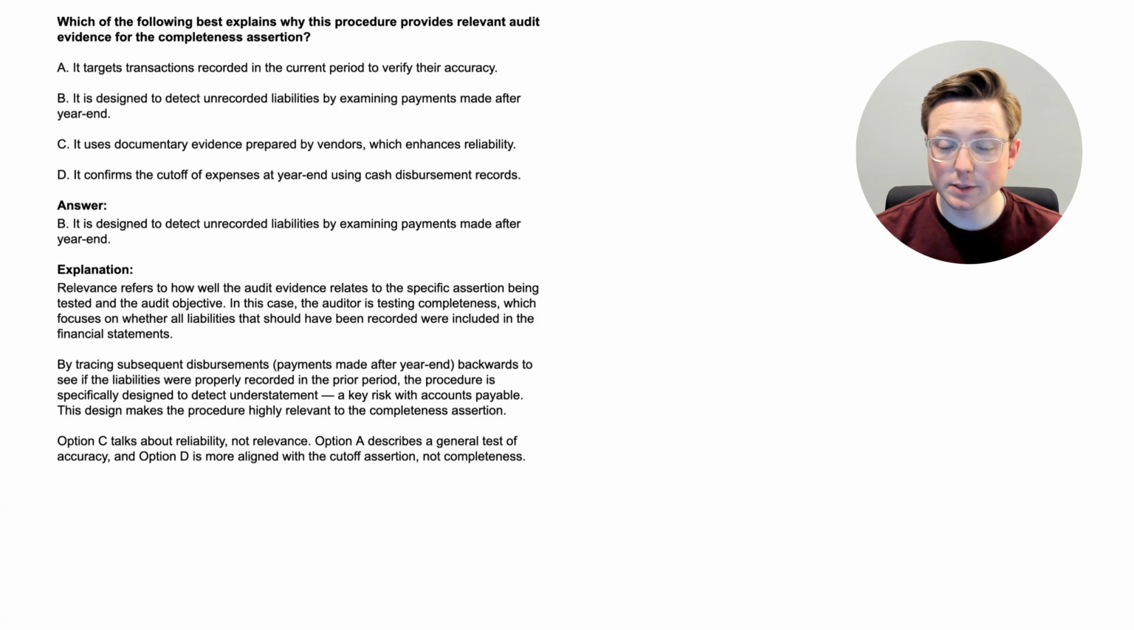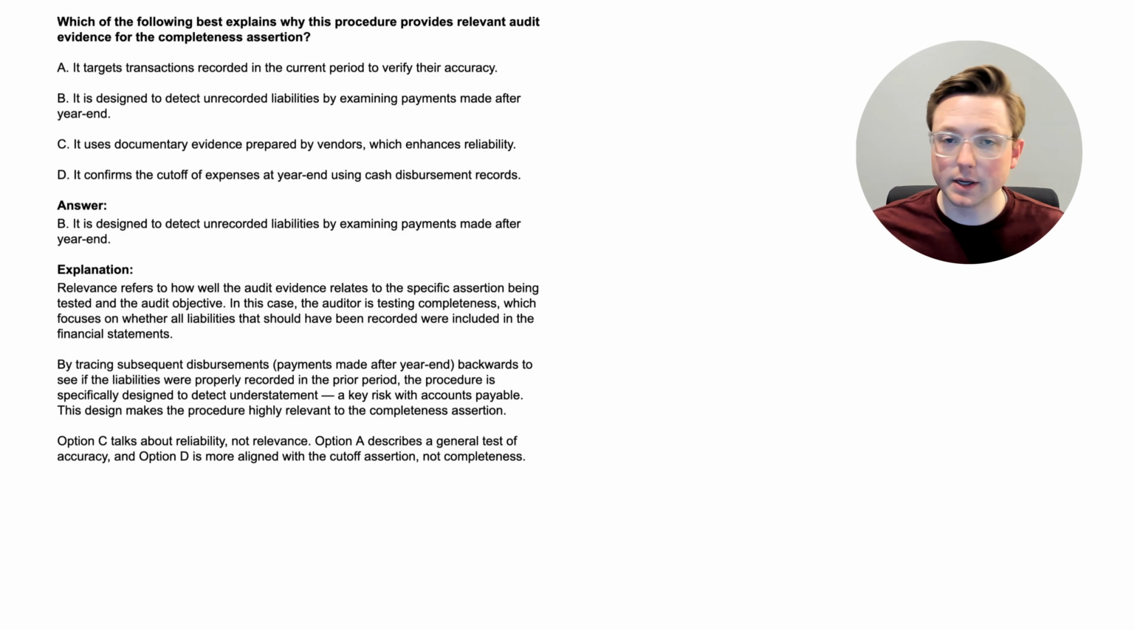By tracing subsequent disbursements, so that would be the payments made after year end, backwards to see if the liabilities were properly recorded in the prior period, the procedure is specifically designed to detect understatement, and that's a key risk with accounts payable. This design makes the procedure highly relevant to the completeness assertion. Now, option C was talking about reliability, not relevance. We talked about that in the first question. Option A describes a general test of accuracy, so not something that's specifically for completeness. And option D is more aligned with the cutoff assertion, not completeness.